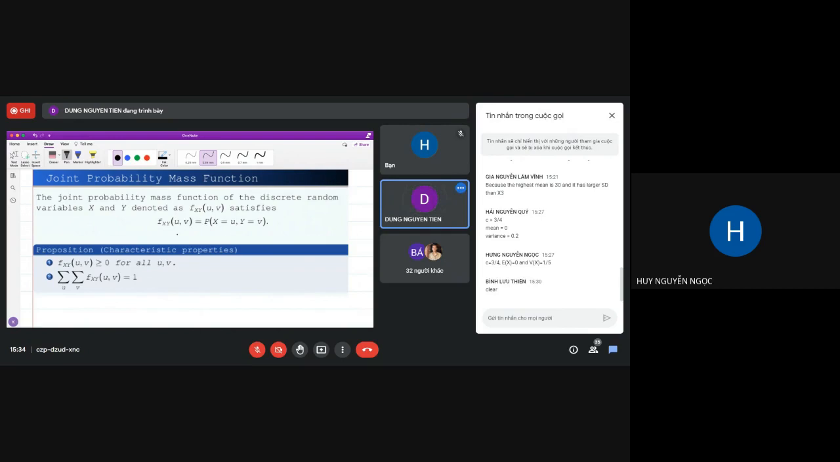Make sense? Let's try the following example.